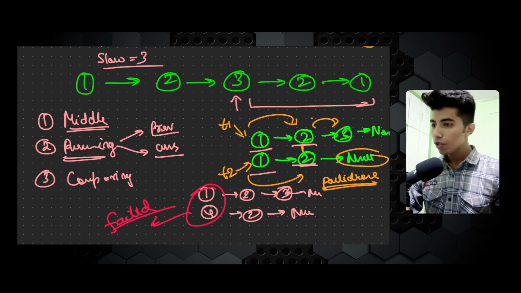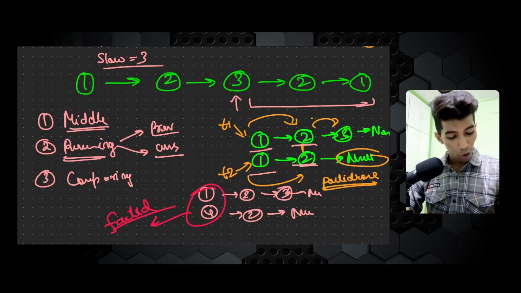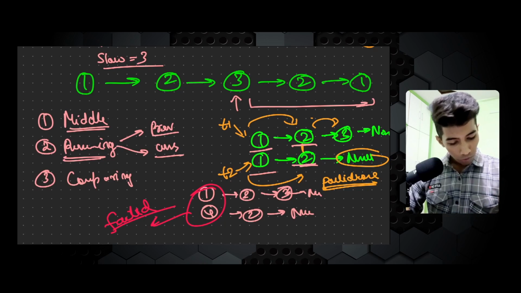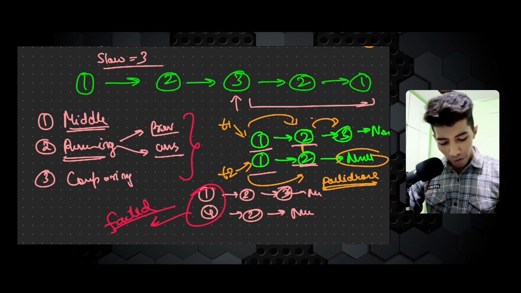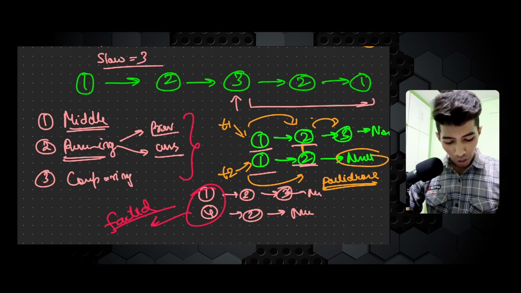Very much easy, guys. Got my point? This is how we are seeing this particular problem. Okay, so we are using three things here. One, we have used the middle. Second, we have used our property of reversing, and then we are comparing. So how will this code look?